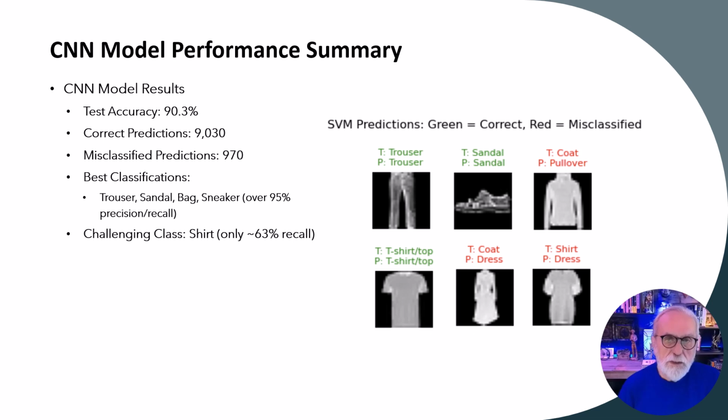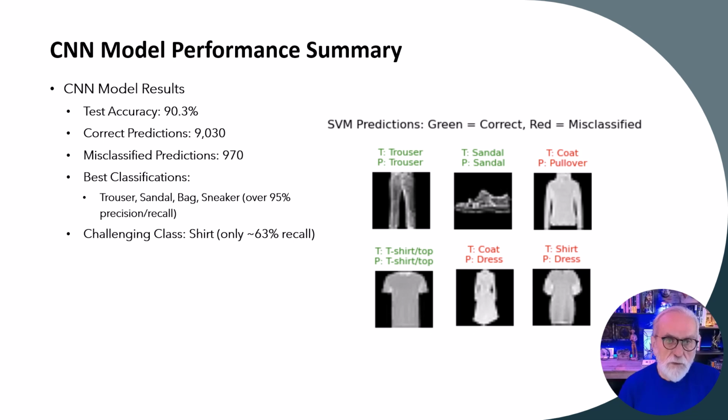Here we see the CNN model results. After training for 6 epochs with early stopping, the model achieved 90.3% accuracy. Out of 10,000 test images, it made about 9,030 correct predictions and 970 misclassifications.